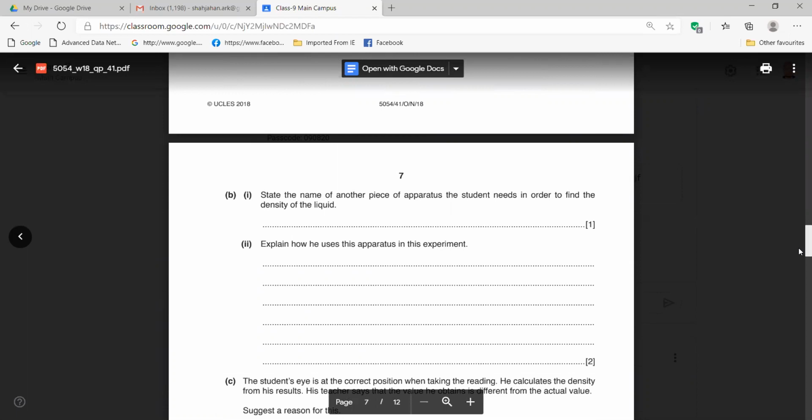Mohammad Saad, you will read. Yes, but sir, the answer will be given by Adnan Rahim. Okay, sir. I think the answer is: State the name of another piece of apparatus the student needs in order to find the density of the liquid.